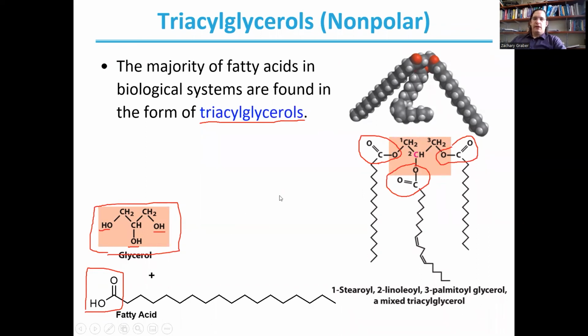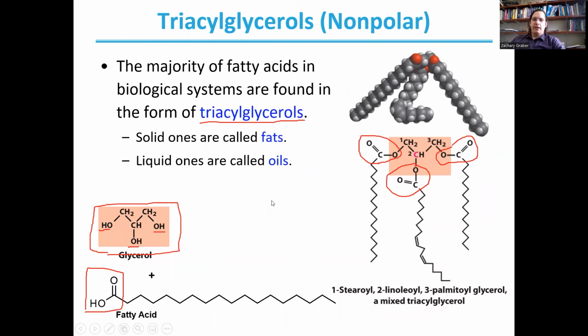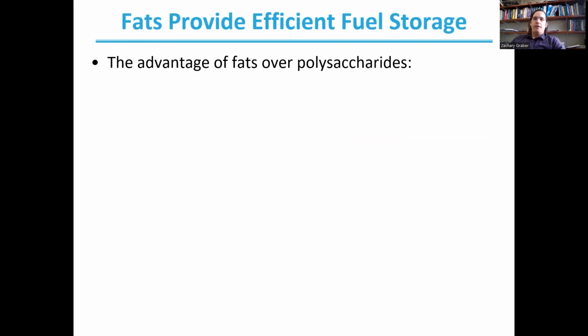Our triacylglycerols are defined based on their melting points. If we have more saturated fatty acids, they will tend to be more solid, so those will be characterized as fats. And if we have more unsaturated fatty acids in our triacylglycerol, we refer to those as oils, and they would be more liquid. This triacylglycerol, also called a triacylglyceride, will then be used as our energy storage in our body. Fats are very efficient and useful for energy storage in a variety of different ways.